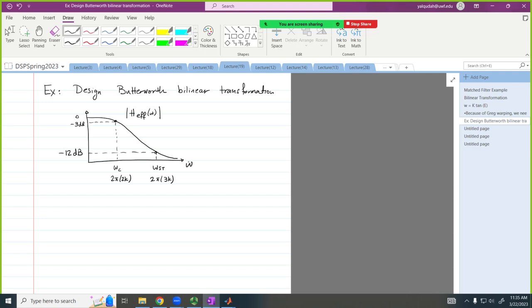Okay. So omega cutoff is equal to 2 pi multiplied by 2000 radian per second. And omega stop is equal to 2 pi multiplied by 3000 radian per second. And alpha is equal to 12 dB. And the sampling frequency is equal to 12 kilohertz.